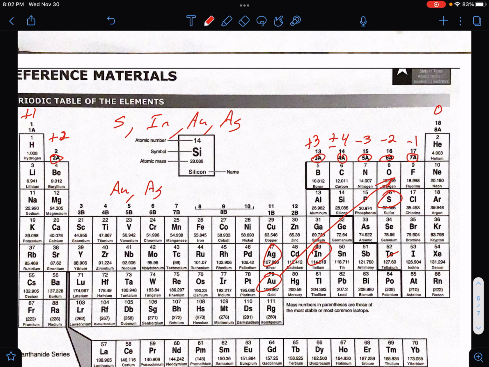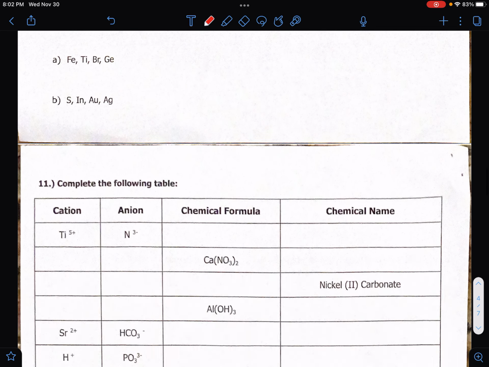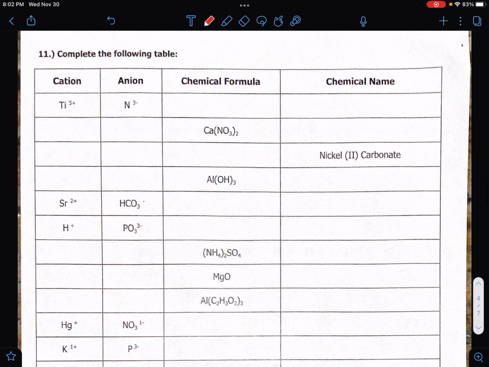Silver will be the next one. Then it would be indium, and then sulfur would be the highest. Okay, so hopefully that kind of helped out there. So we'll move on to the next section. Okay, so that'll actually bring us into the main part of this test.